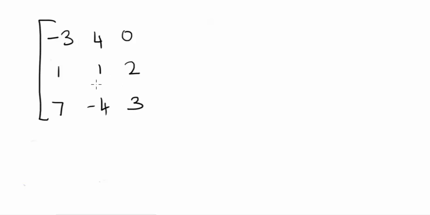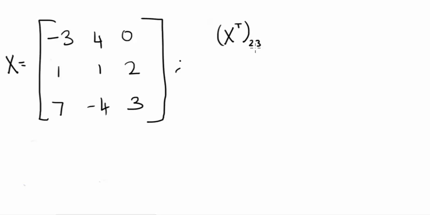Let's just practice a simple example question. Let's consider a 3 by 3 matrix with these elements in the first row, these elements in the second row, and these elements in the third row. Don't forget the square brackets to indicate that it's a matrix. I'll call it X, and then let's ask ourselves, what is the element given by X transpose 2, 3?